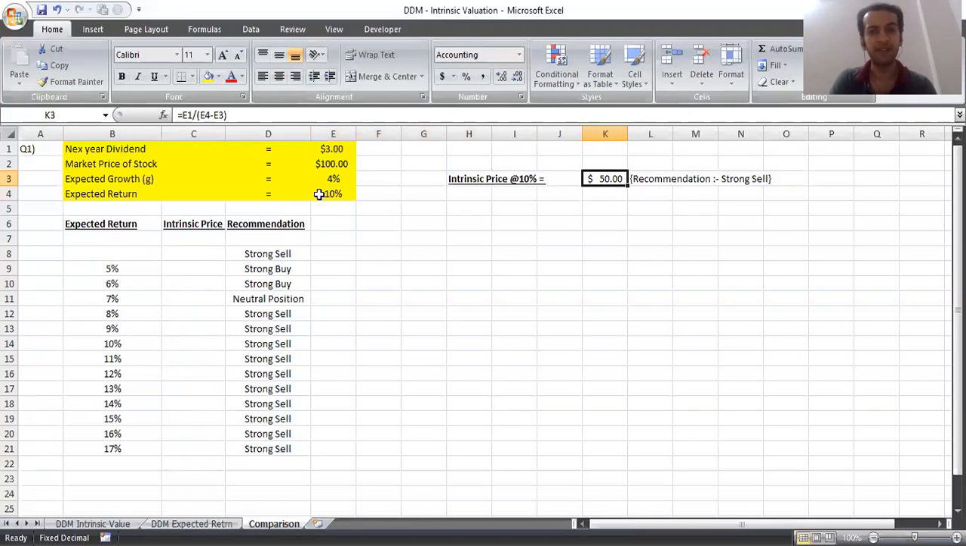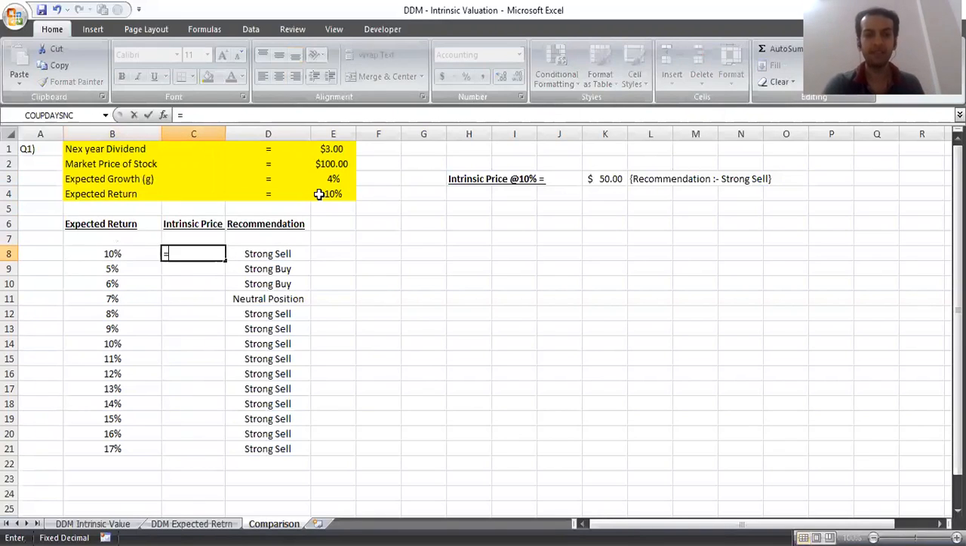I repeat, my dear friends, these are the inputs. So the first input is that the expected return is how much? It is 10%. So we write 10 over here. All right. And when we are assuming the expected return to be 10%, the intrinsic value will be equal to how much? It will be equal to $50. Right, my dear friends? Fine.